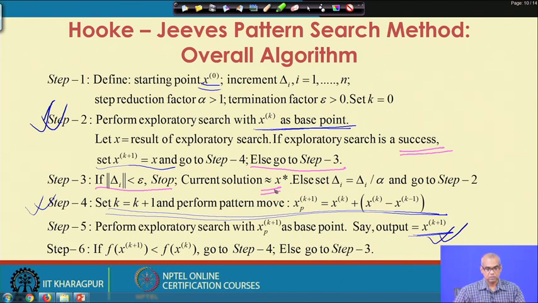If the step sizes are not sufficiently small, we perform the exploratory move with reduced step size. For that, we set the step size as the step size divided by the step reduction factor alpha. Note that alpha is greater than 1. So, the step size is going to reduce, and then go to step 2, where you perform the exploratory search again with this reduced step size. So, this is how the overall algorithm works for the Hooke-Jeeves pattern search method.